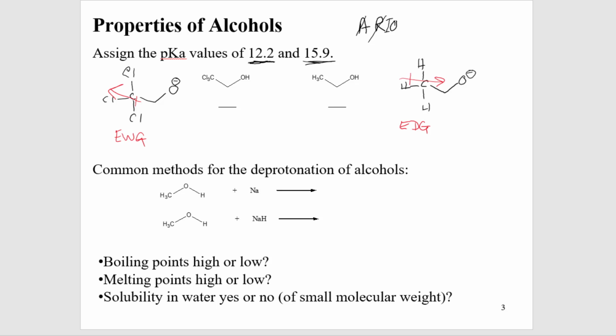If you had an atom with excess negative charge, which would you want? I am circling the more stable one, which means it's much better if you take off the proton. So if you're more willing to let your proton go because what's left behind, the conjugate base, is more stable, then it's a better acid. So I'm going to attribute 12.2 to the trichloro species and 15.9 to the pure alkyl one.